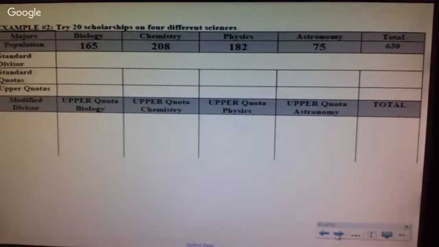Before I can plug anything into my table start, though, I need to figure out what my standard divisor is. What am I dividing to get my standard divisor here? 630 divided by 20. 31.5. Okay, so that's where you want to start your table start at. 31.5.